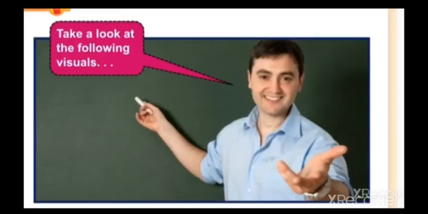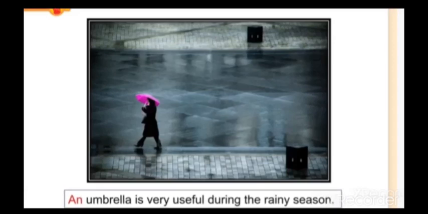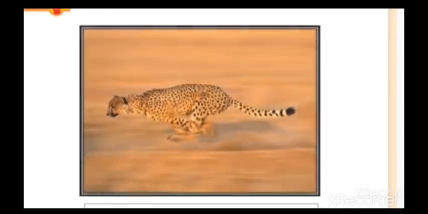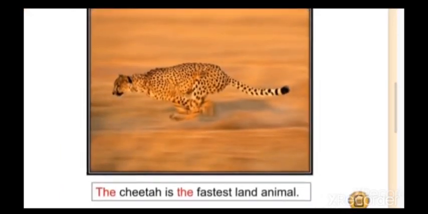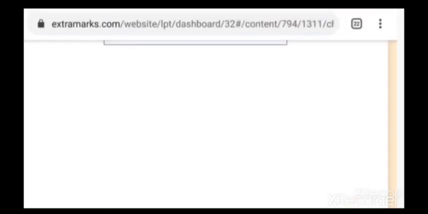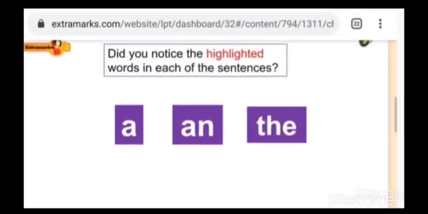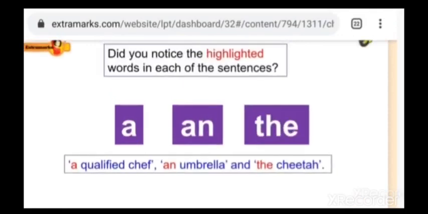Take a look at the following visuals. Rebecca is a qualified chef from Mafeking. Umbrella is very useful during the rainy season. The cheetah is the fastest land animal. Did you notice the highlighted words in each of the sentences? A and the. A qualified chef, an umbrella, and the cheetah.